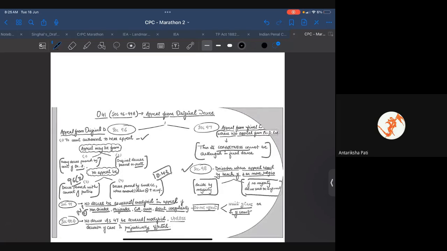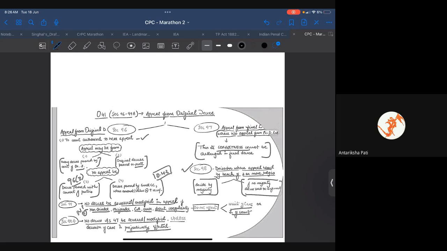Section 97 says that if there is no appeal from the preliminary decree, its correctness cannot be challenged in an appeal from the final decree. The correctness cannot be challenged if no appeal has been made against the preliminary decree, so from the final decree also appeal cannot be made. Now 98 is the decision where the appeal is heard by a bench of two or more judges. It has to be decided by the majority, and if there is no majority, then the decree shall be confirmed.